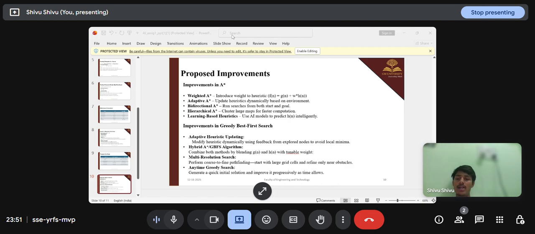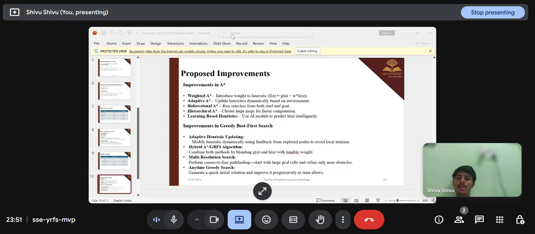And next, bidirectional A star runs the search from both start and goal points. This reduces search time by meeting in the middle. And next, hierarchical A star splits large maps into clusters and searches within small regions first. This makes the algorithm faster on large scale problems. And next, the fifth one, learning based heuristics. It uses AI or machine learning to predict better heuristic values, so the algorithm learns which directions are promising.